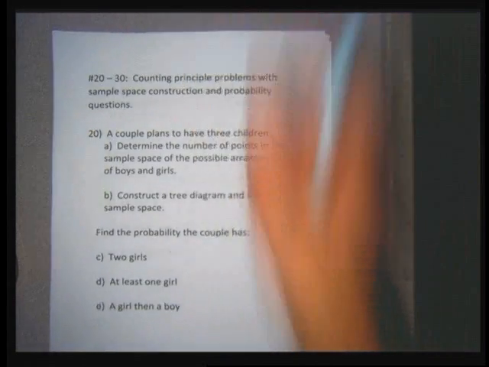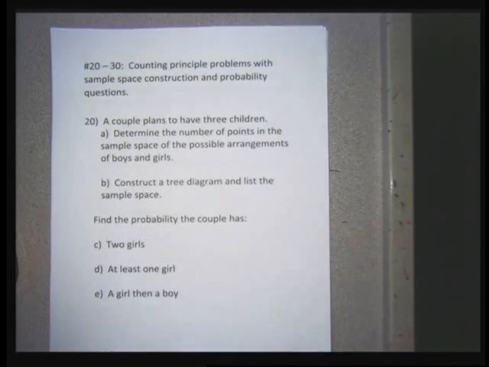And now we'll move on to the next kind of problem. This is a real classic, problem 20. A couple plans to have 3 children. Determine the number of elements in the sample space. Well, we have to start understanding these things a little bit differently than we might. So in this problem, a sample space is going to look like something like this.